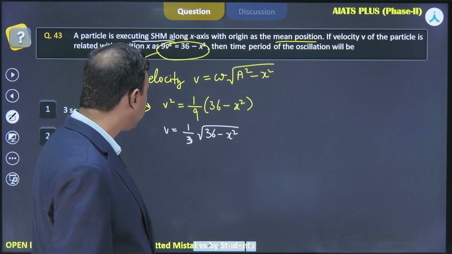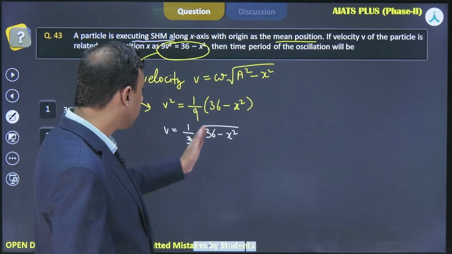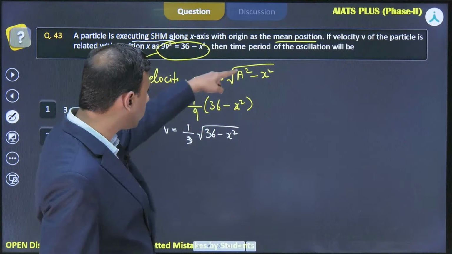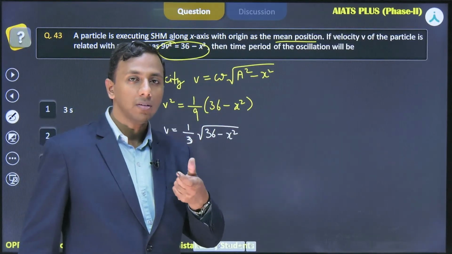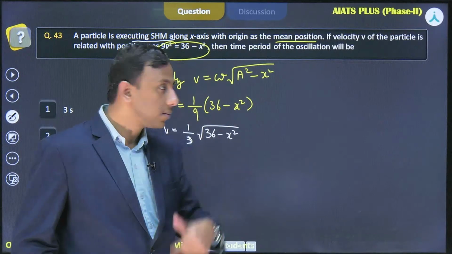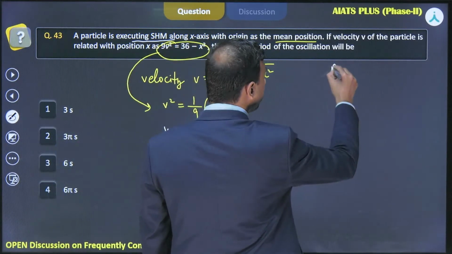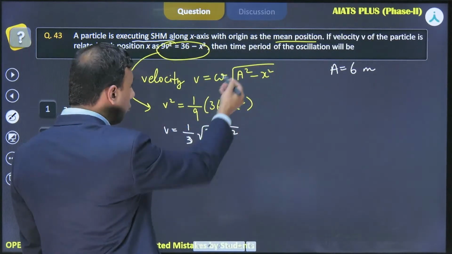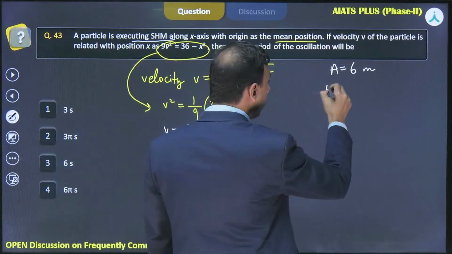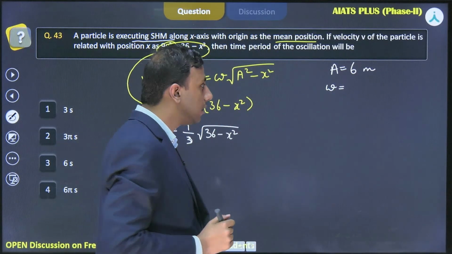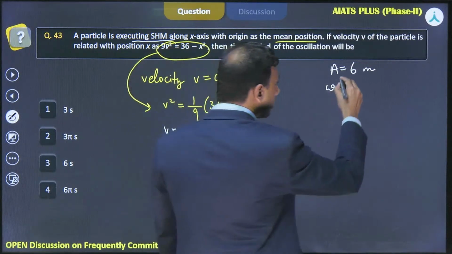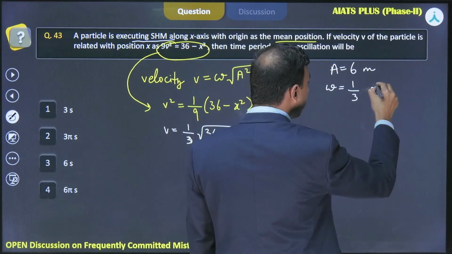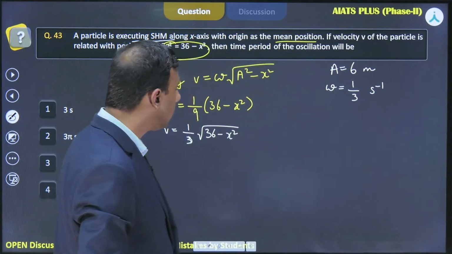And now all you have to do is compare, right? See here, v with v, under root a square minus x square. a square is equal to 36, so a is equal to how much? The amplitude is equal to 6. I am writing it in SI unit, meter. Then omega is equal to how much? 1 by 3. Omega is your angular speed or angular frequency, and this would be equal to 1 by 3 radian per second, okay? Or you can write second inverse also.